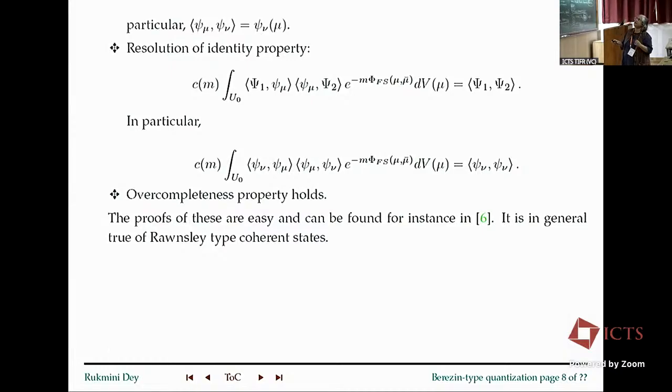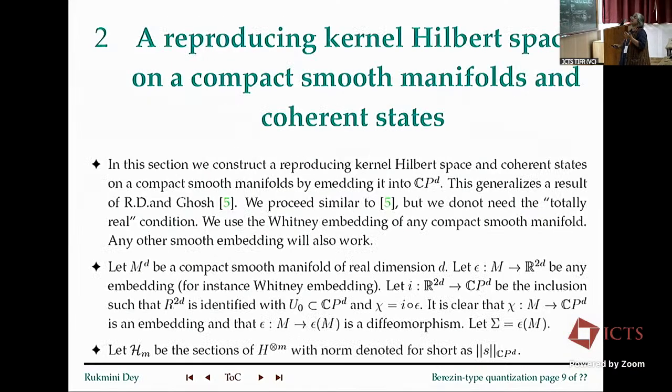In particular, I didn't write the form of this, and it is actually very nice: 1 plus mu bar dot mu to the power m. So this is the reproducing kernel for CPN, and I have the resolution of identity property and the over-completeness property. So these are the candidates for coherent states. And if you have the coherent states, you can actually talk about the symbols of bounded linear operators, right?